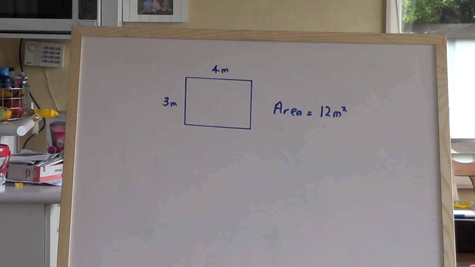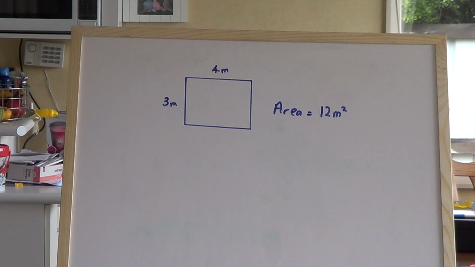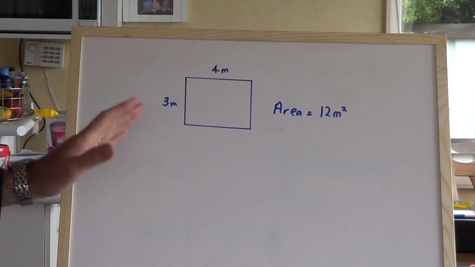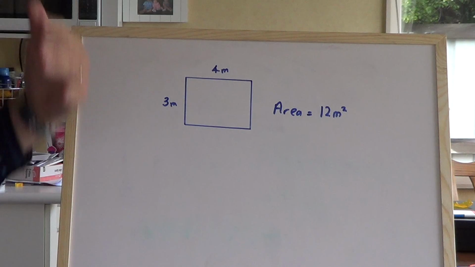Without using the waiter, how can we use these numbers there to get 12 metres squared? And I leave them to think about it. You've got to give them time. After they've had some time, you ask them. And they'll come up with the fact that all you have to do is multiply 3 by 4. So you multiply the length by the breadth or the width.